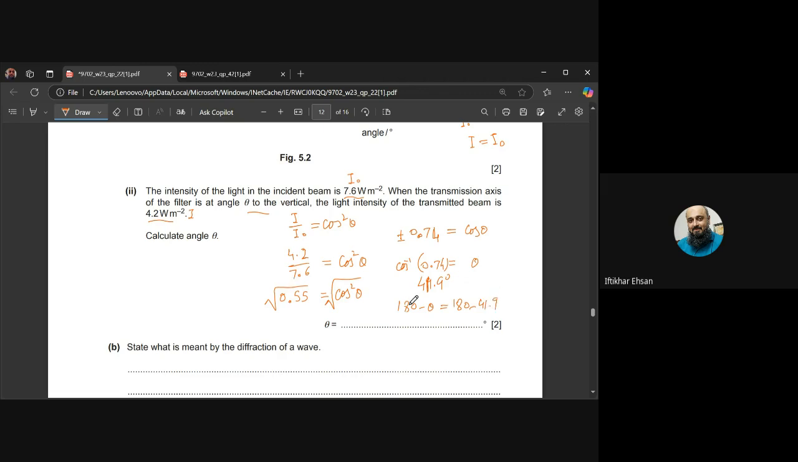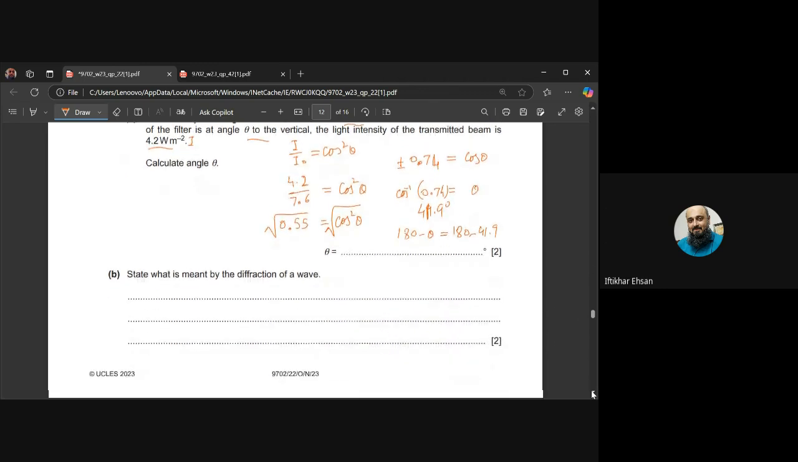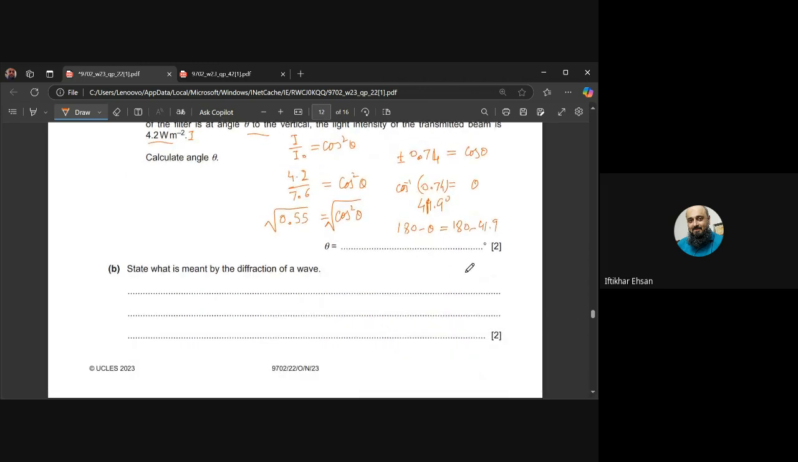So it is of two marks. What I suggest, you write both answers. Both are correct. Even if you write one, they will accept it because there is no space given, right? And it says only angle, not angles.